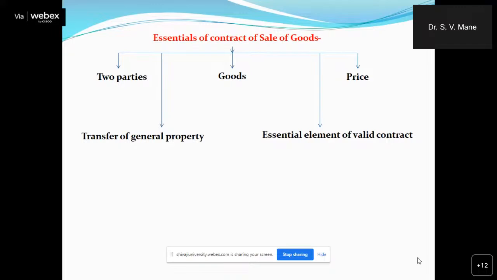Then the fifth one is the essentials of a valid contract. All the essentials of a valid contract are also required for the purpose of a contract of sale of goods.